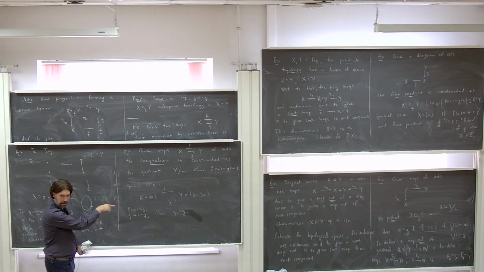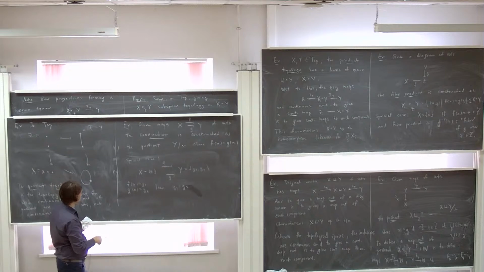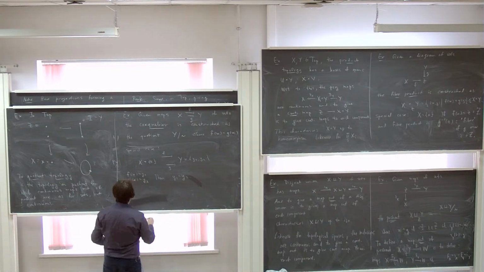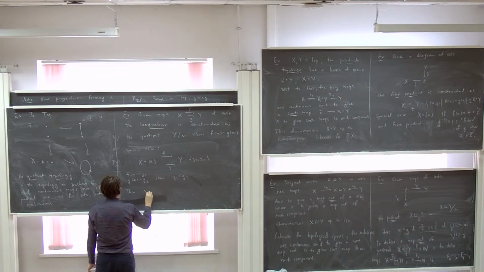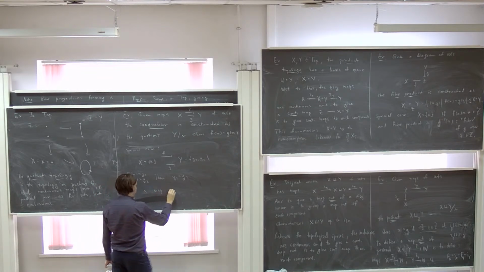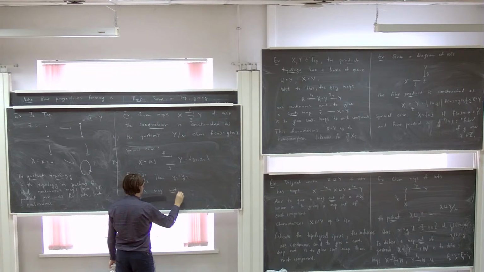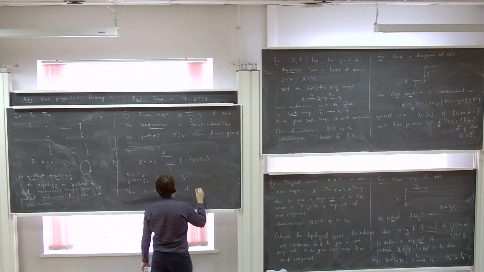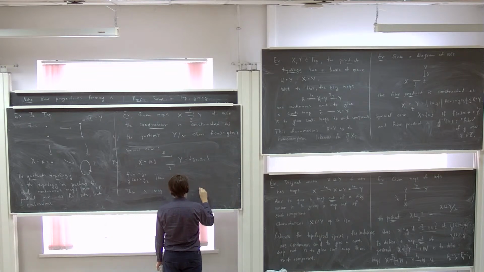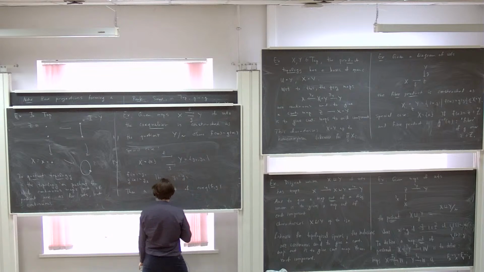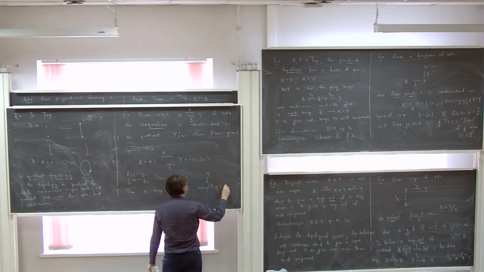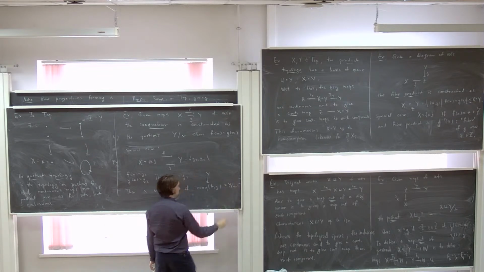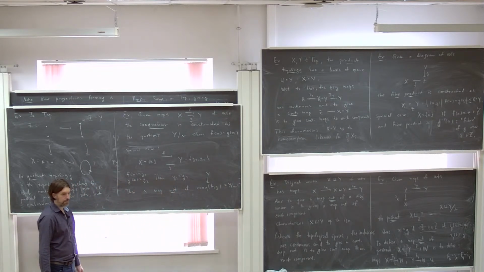So that's what it means. Okay, right. So then I map out of the co-equalizer. So notice by construction it's a quotient of y by an equivalence relation.